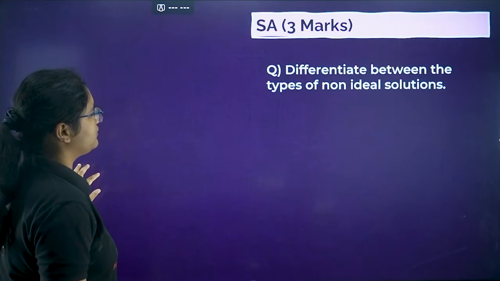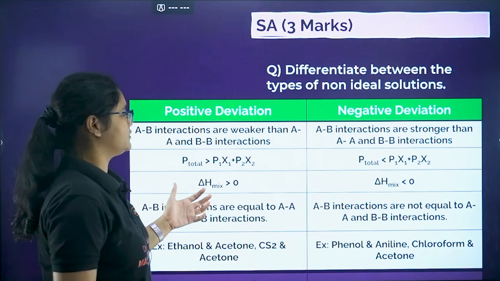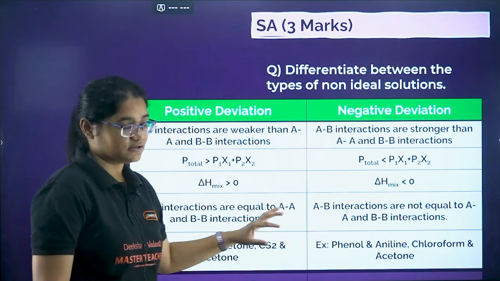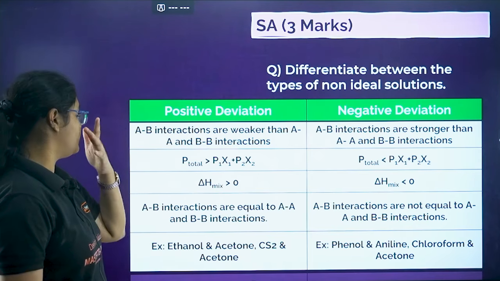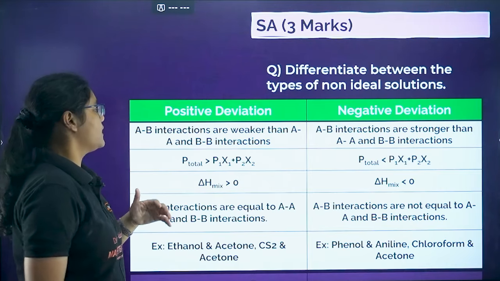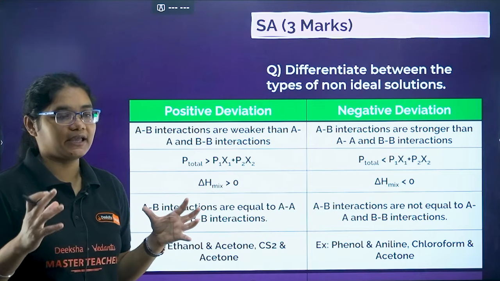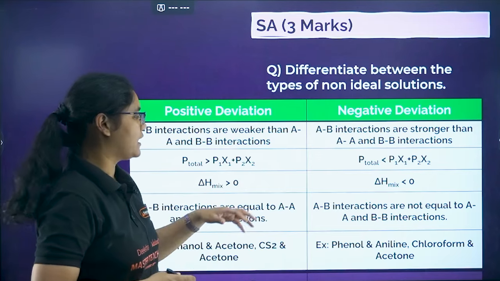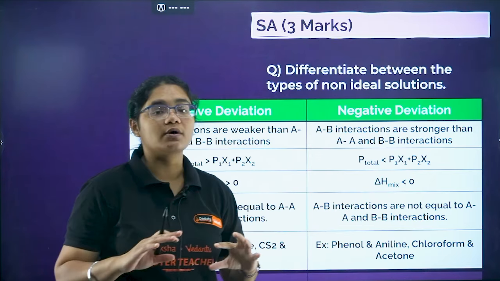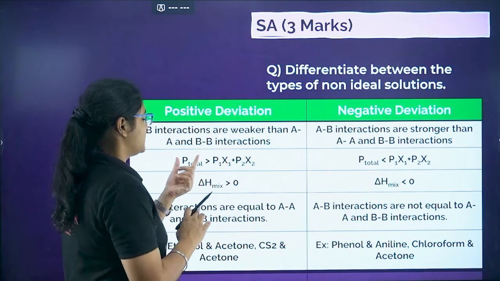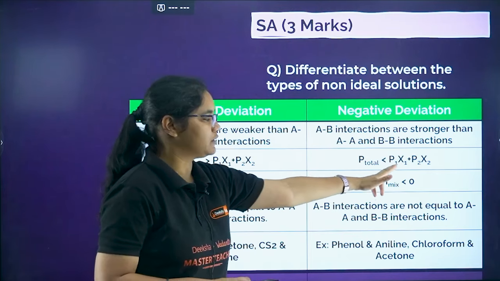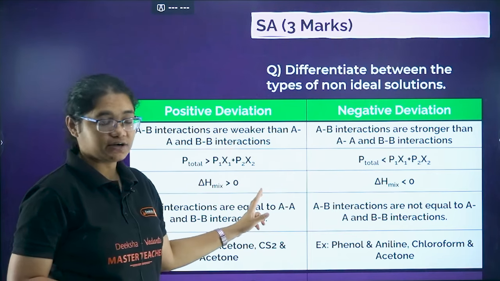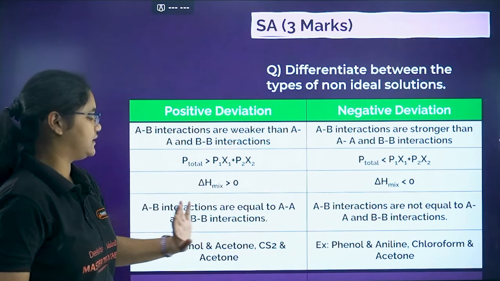Next, differentiate between the types of non-ideal solutions. You have positive and negative deviations. In case of positive deviations, the AB interactions are weaker than AA and BB interactions, and here the AB interactions are stronger than AA and BB interactions. Here P total is greater, here P total will be less. Delta H mix is greater than 0, delta H mix is less than 0.